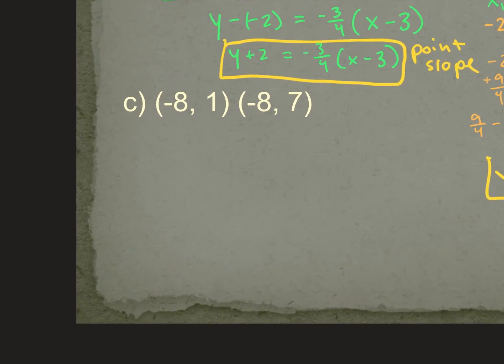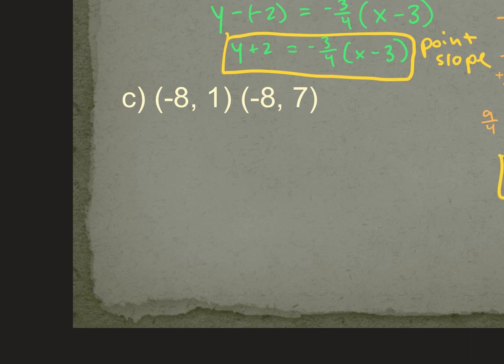Next, C. So I need my equation of a line here. What can I do first? You could find M. I can find M. So what's my slope formula? M equals Y2 minus Y1 over X2 minus X1. Awesome. And I can just label my points as X1, Y1, X2, Y2, and then plug them all in. So I would have 7 minus 1 on top and negative 8 minus negative 8 on the bottom.